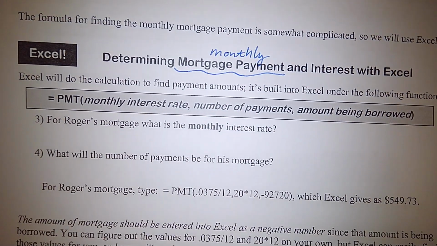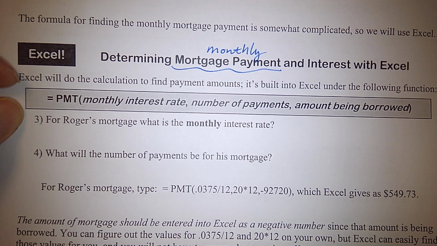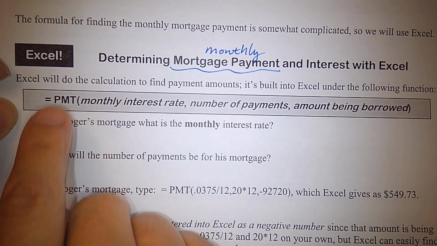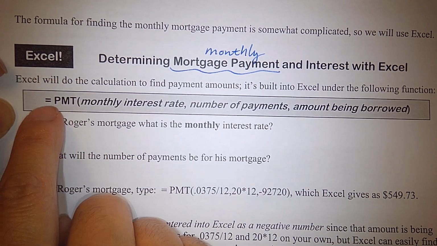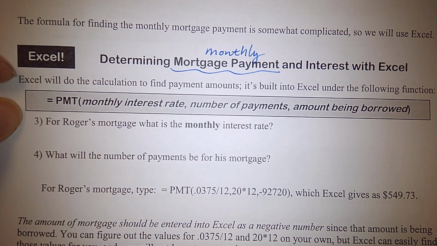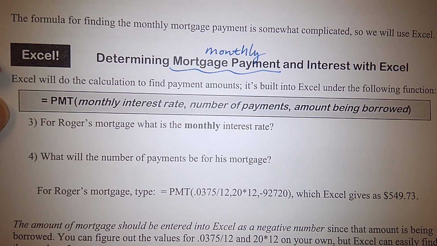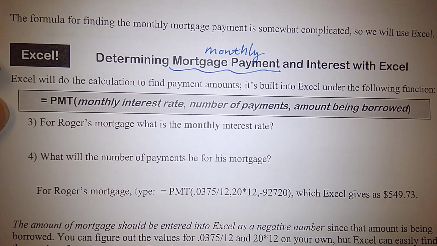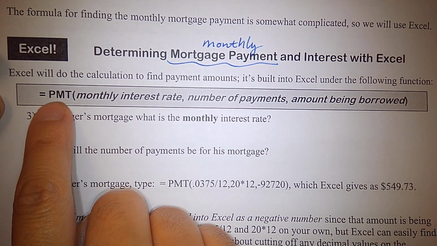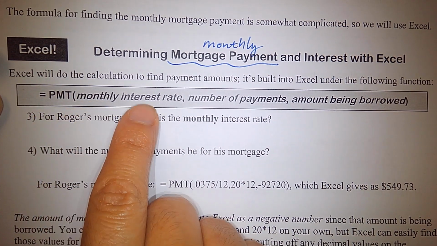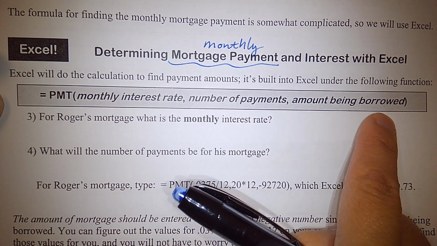I'm going to ask a volunteer to read the grade table for us, this line and also this grade table. Andrew: Excel will do the calculation to find payment amounts. It's built into Excel with the following function: equals PMT, monthly interest rate, number of payments, amount being borrowed.